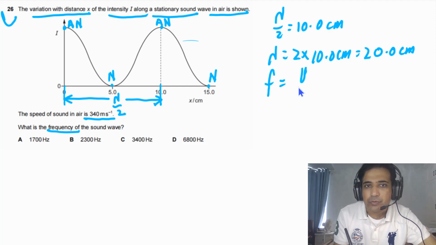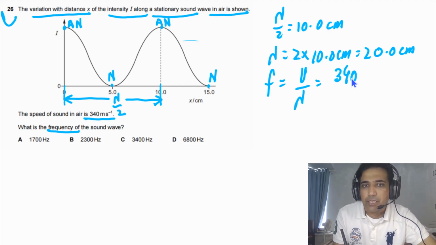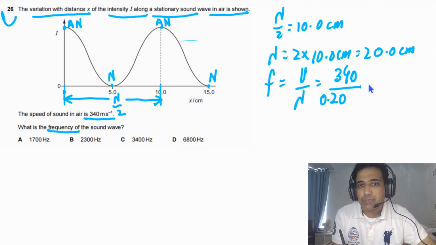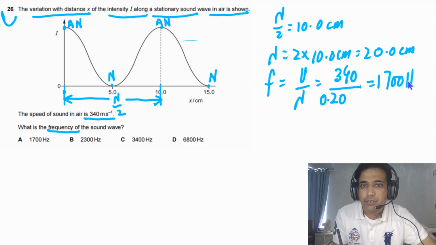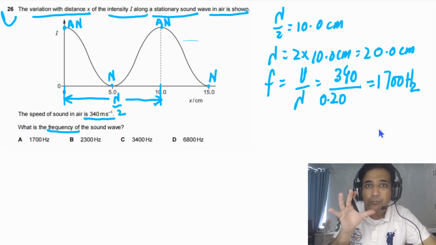Frequency will be equal to V divided by lambda, and the value of V is given to us, that is equal to 340 meters per second. So lambda we also need to convert into meters. So simply we can write down this is equal to 0.20 meters. Now if we simplify this one, we will get 1700 hertz up to 2 SF. So this is our final answer. This is how you can figure it out.